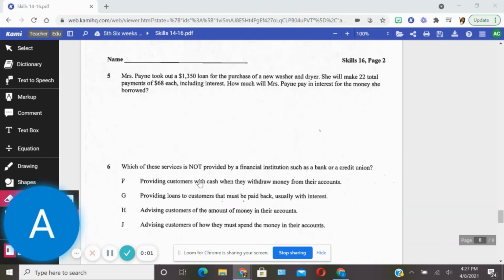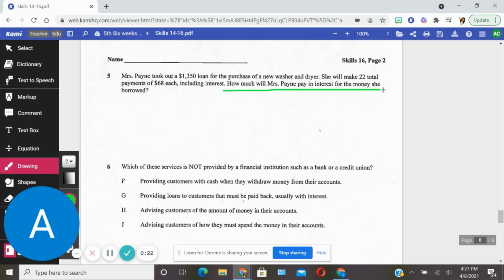Mrs. Payne took out a $1,350 loan for the purchase of a new washer and dryer. She will make 22 total payments of $68 each, including interest. How much will Mrs. Payne pay in interest for the money she borrowed? So we're looking for the amount of interest she paid. Let me go ahead and draw. This is our question. So let's look here.